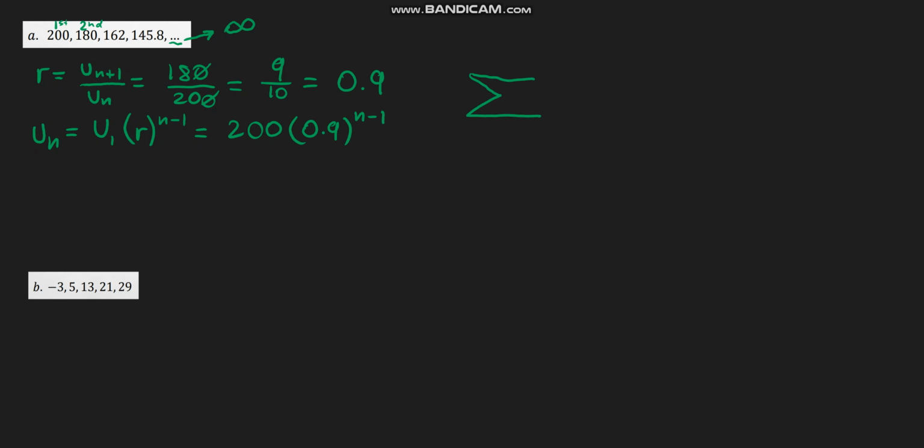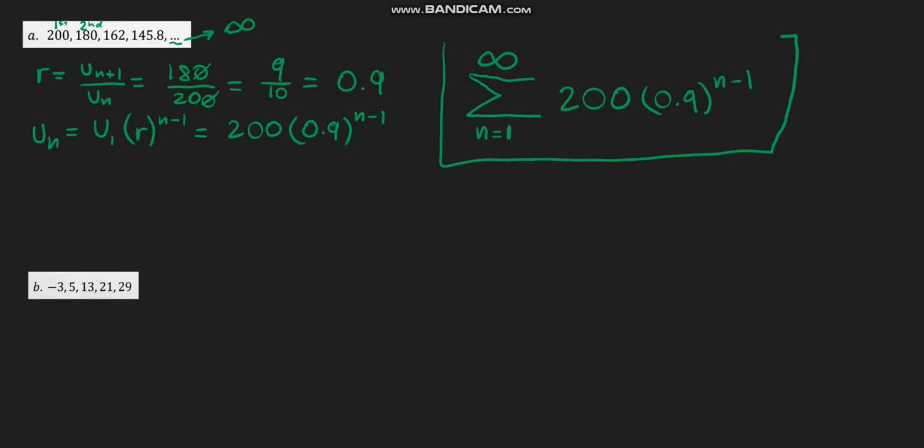Our lower bound, we used 200 as our first number, which is our first term. So we're going to write n is equal to 1, our first term. And on the top, we know that the upper bound goes to infinity based on these dots after the sequence. So we can write our upper bound as infinity. Now we plug in our formula. 200 times 0.9 to the power of n minus 1. And this is our final answer for this question.